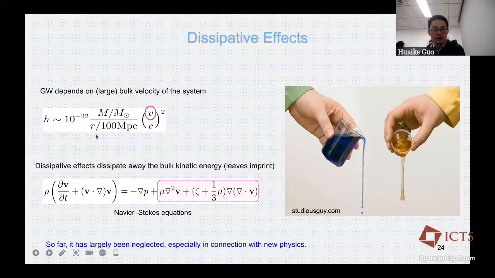If we start from the Einstein equation that describes gravitational waves.